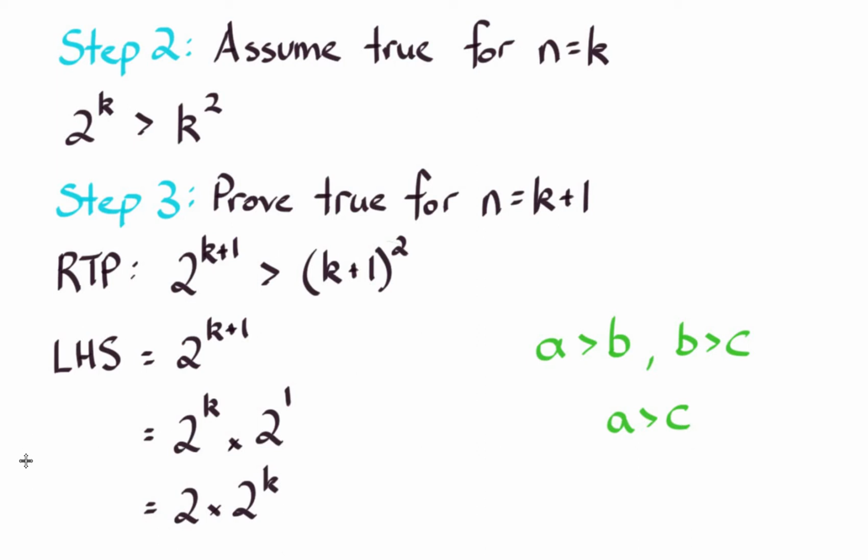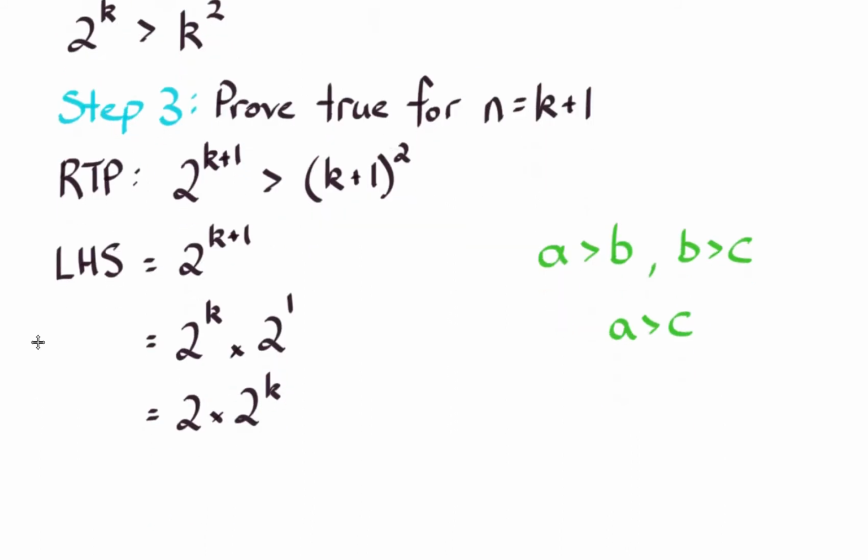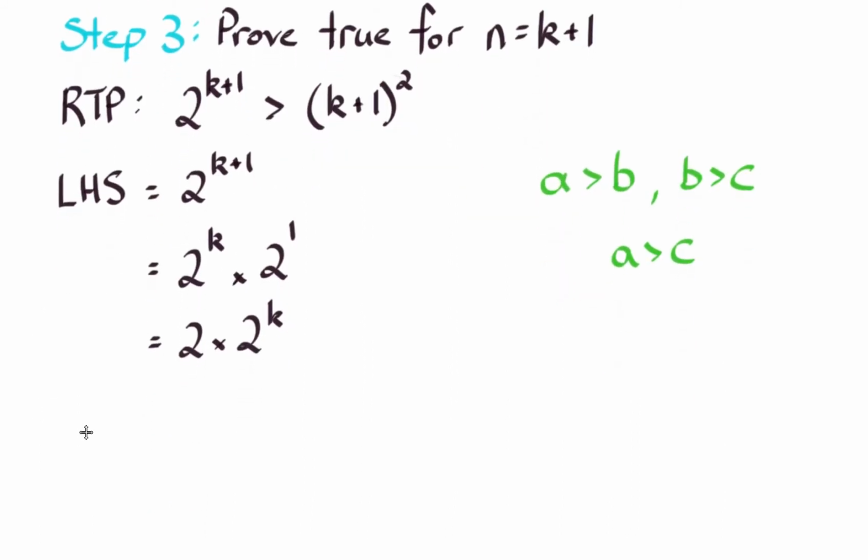So let's give ourselves a bit more room. And let's make the substitution. So we're replacing 2 to the power of k with k squared. But 2 to the power of k is greater than k squared. So we can put a greater than sign.